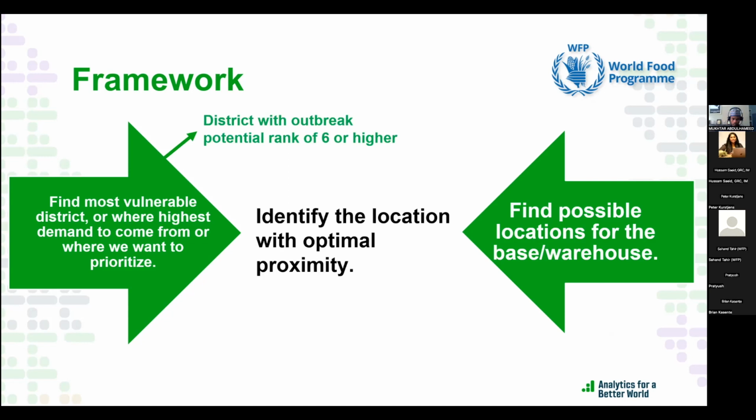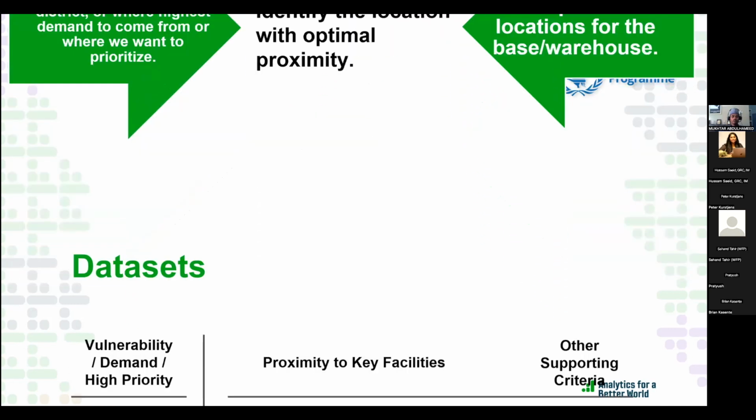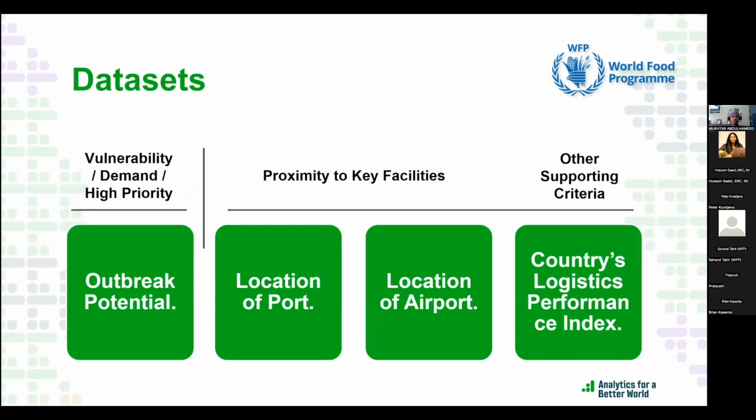So for this one, we assume the high priority areas are going to be districts that have an outbreak potential of a rank of 6 or higher, if you rank them 1 to 10, so we want only the high vulnerable areas. And for a possible location for base or warehouse, we would want to be within 10 kilometers of a large port and 20 kilometers of an international airport, and with the highest logistic performance index. And as I just said, these are just assumptions and simplifications. If you are doing real decision making, you probably need more than these parameters.